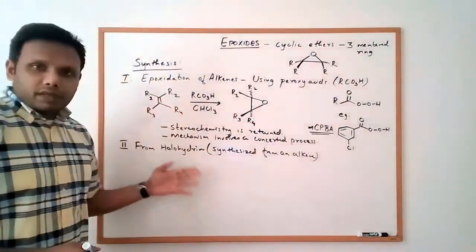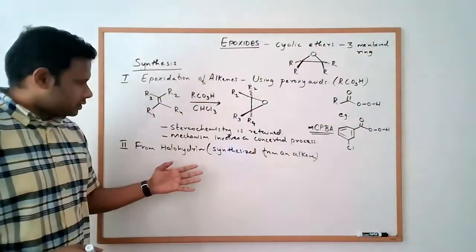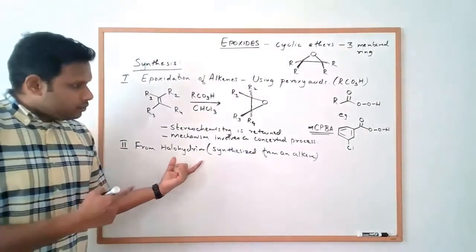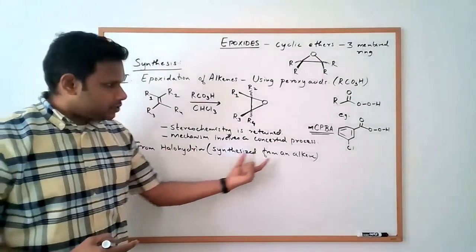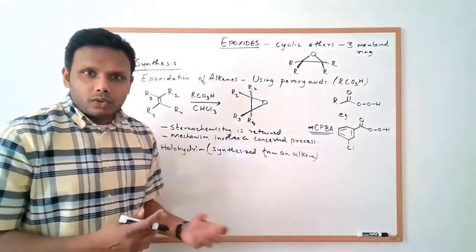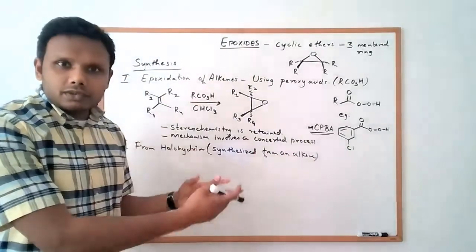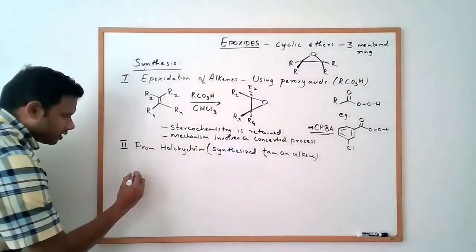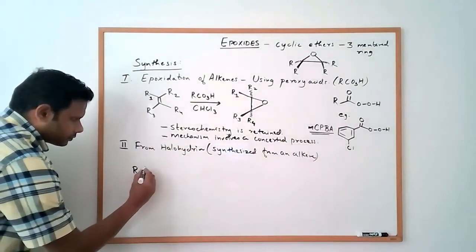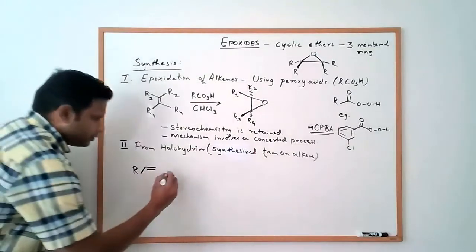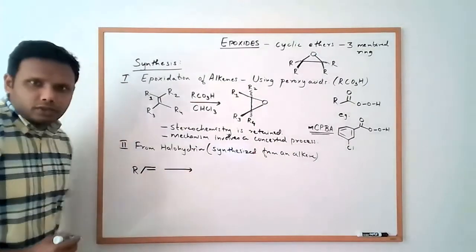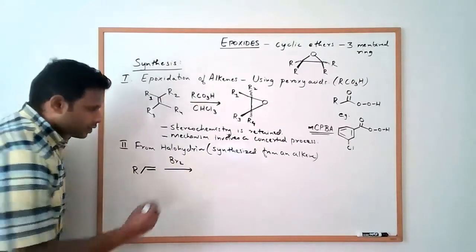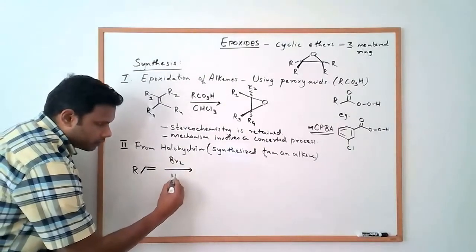Now, the second method of synthesizing an epoxide is from a halohydrin. As I have noted here, a halohydrin is actually synthesized from an alkene. So this, in some sense, is also a synthesis that starts from an alkene. If we start from an alkene and do a halohydrin reaction on it, which involves the reaction with a halogen in water as a solvent.